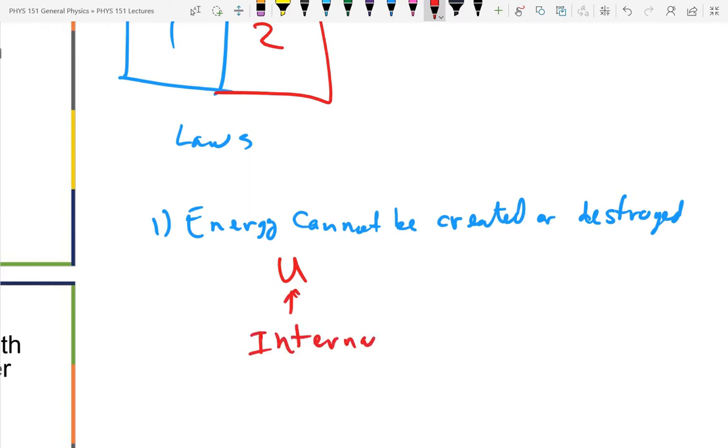And we say delta U, the change in internal energy, is equal to the heat added. Heat is adding energy. So if you add heat, heat is energy flow. So if the heat is added, if the energy is coming in, that's going to raise your internal energy, minus the work done. Work done is energy going out. That's why it has a minus sign.